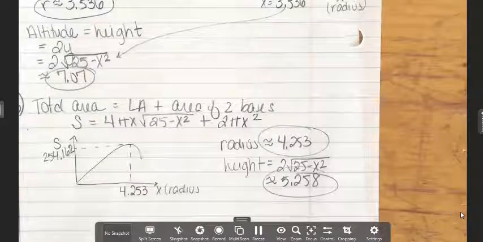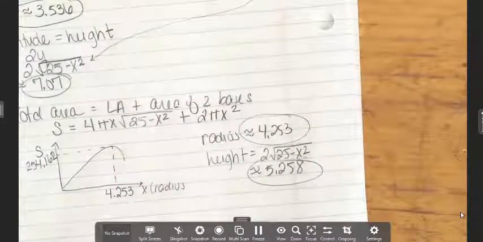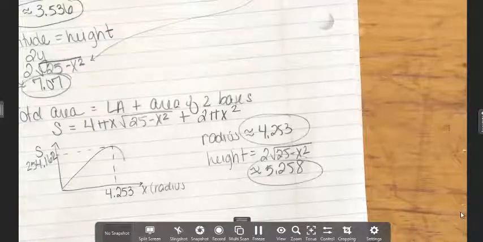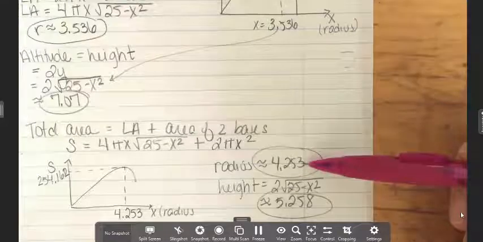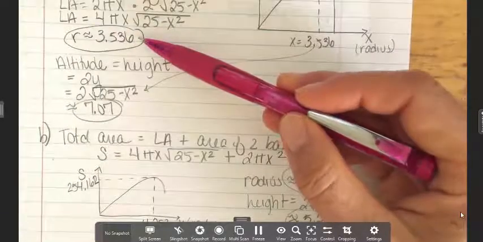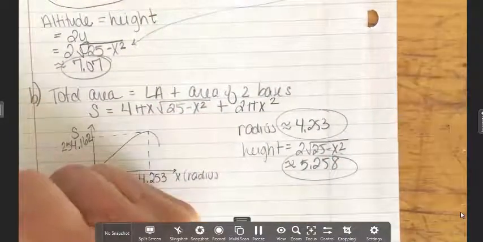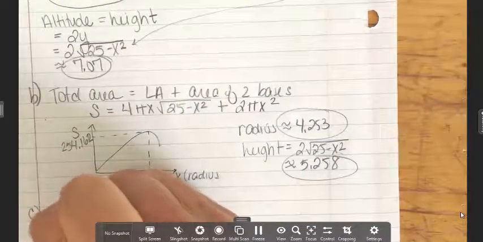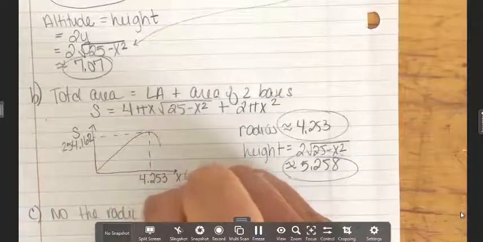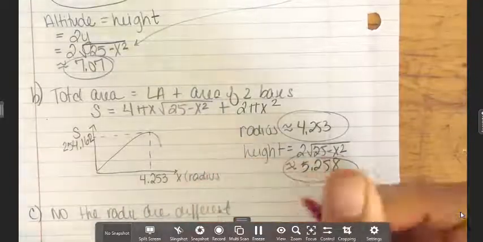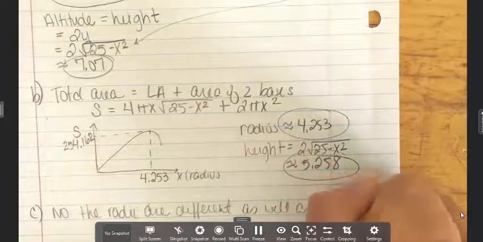All right, let's see next. Does the cylinder with maximum lateral area also have the maximum total area? Well, those cylinders are totally different, right? This cylinder has a radius of 4.253, and this one has a radius of 3.536, so they are not the same. I'll put the radii are different, as are the altitudes. I should say the radii are different as well as the heights.